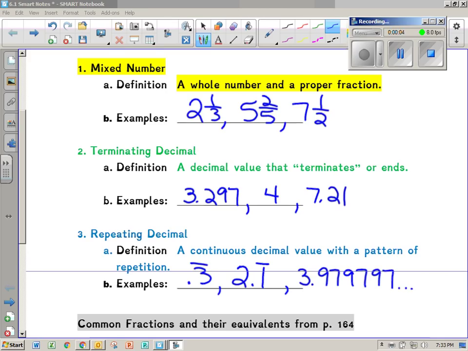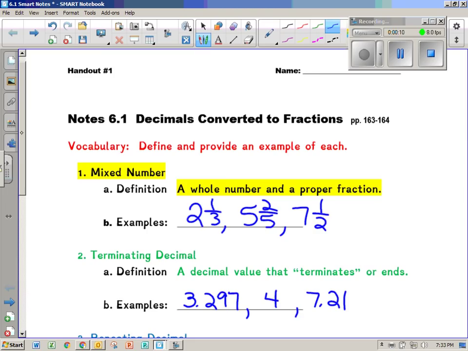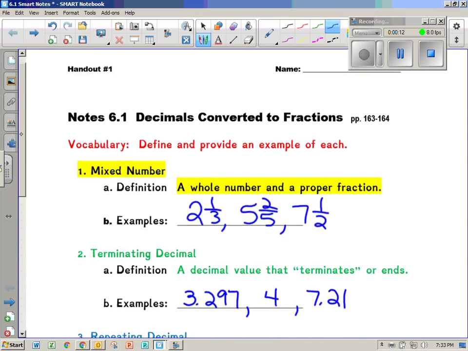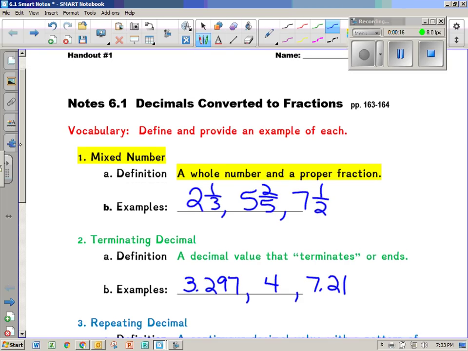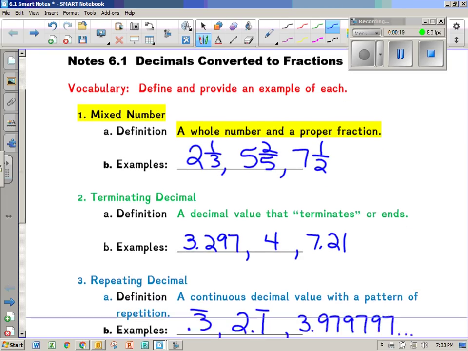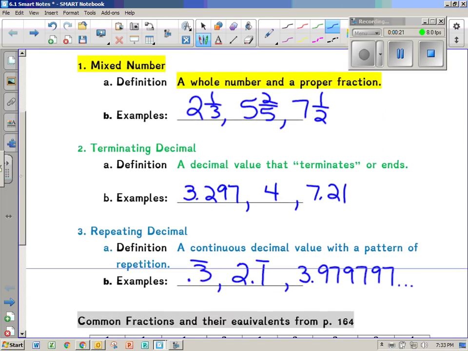Well, now we're starting to talk about how to convert between fractions, decimals, and percents. That's our whole unit. Lesson 6.1 is just taking decimals and converting them into fractions, which is actually one of the easier things to do. But let's talk about just a few terms that we need to know.